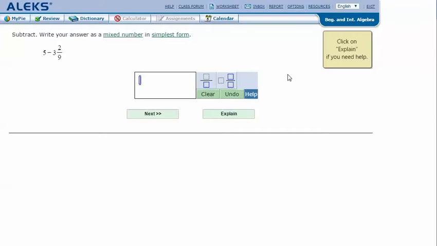Here's an example problem. Subtract. Write your answer as a mixed number in simplest form. 5 minus 3 2/9. Let's click Explain.